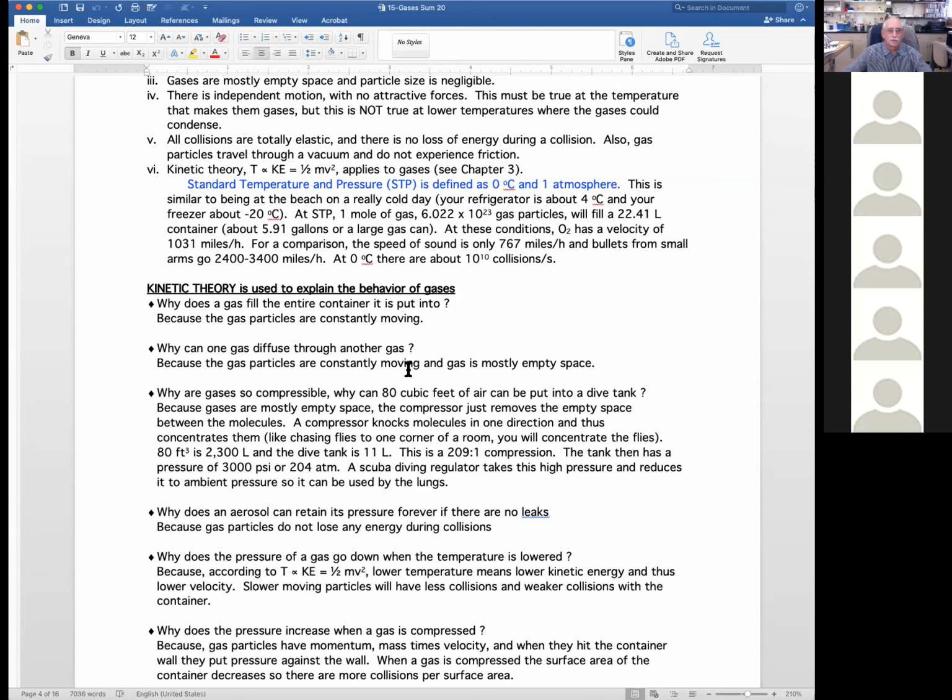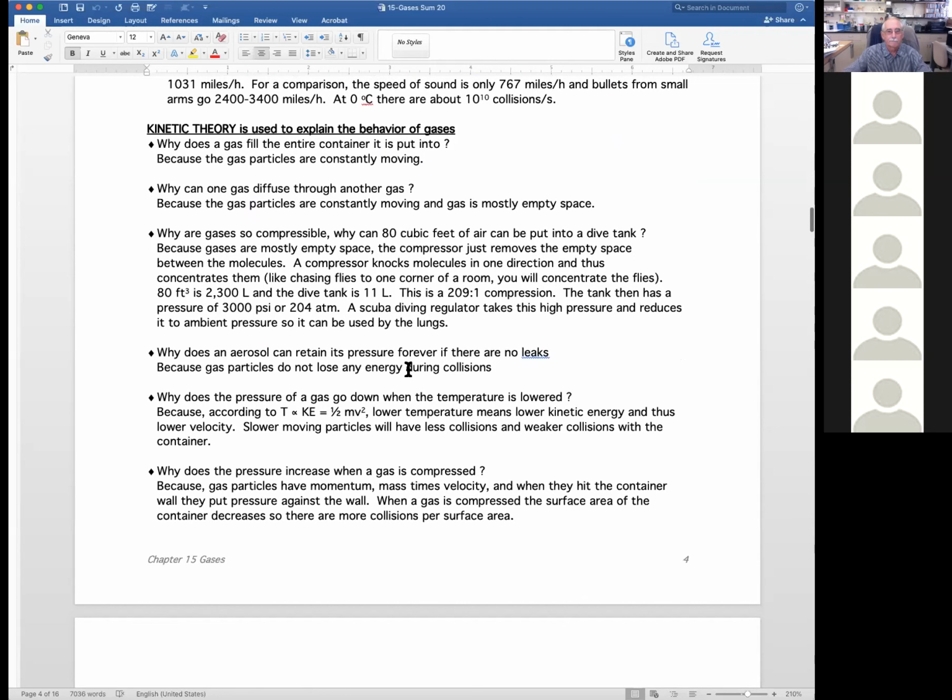So we use kinetic theory to explain the behavior of gases. Why does a gas fill the entire container that it's put into? Because the particles are constantly moving. Why can one gas diffuse through another gas? Because particles are constantly moving, and because gas is mostly empty space.